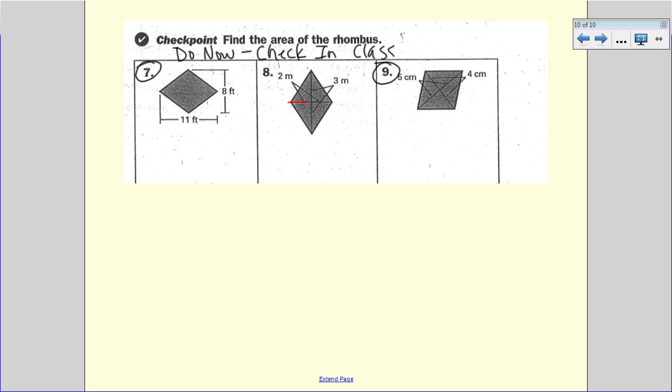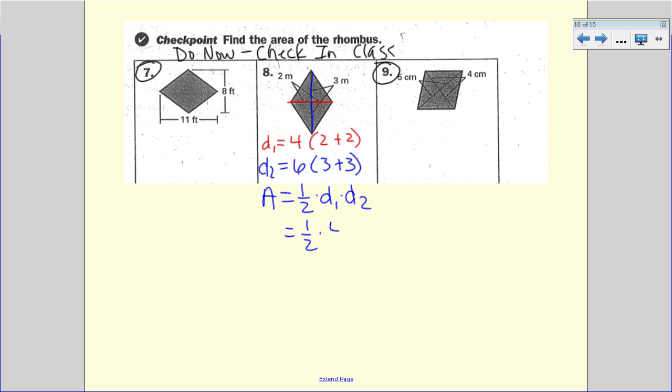I have 2 from here to here, which means D1 is equal to 4. That's 2 plus 2. I have 3 here and 3 here. That means my D2 is equal to 6. I got that from 3 plus 3. So my area is 1/2 times D1 times D2. So I have to do 1/2 times 4 times 6, which is equal to 12. And then it's meters, so 12 meters squared.